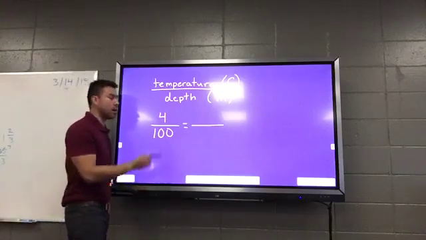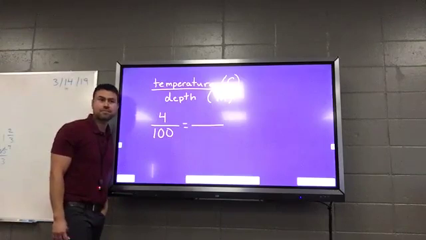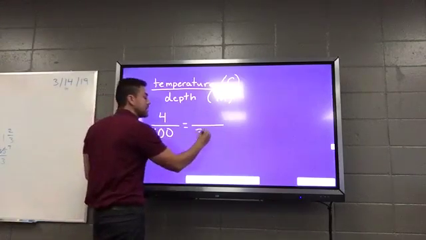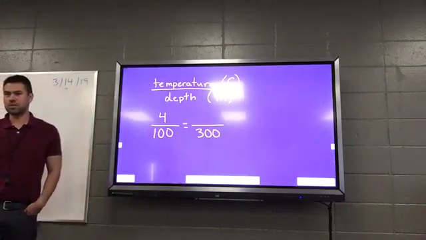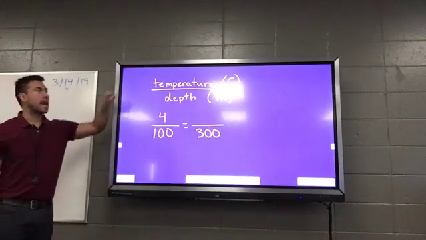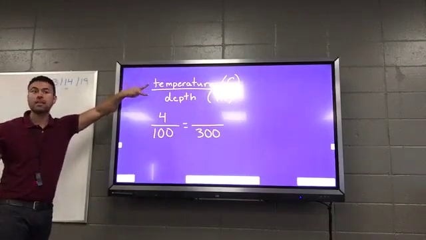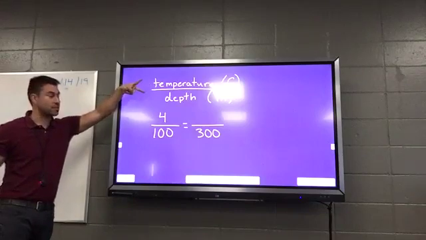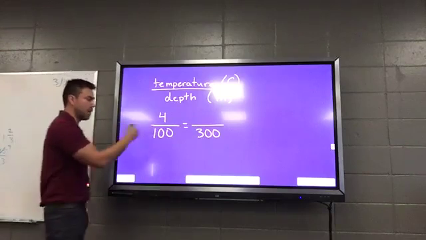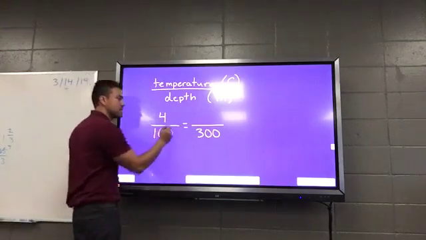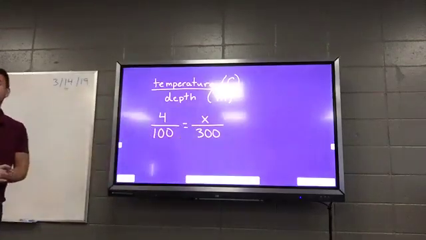They asked, what would be the temperature drop for a 300 meter decrease? Does anyone know where I would put the 300 meters? Why does it go at the bottom? Because we're talking about depth, so the depth goes on the bottom. Now, I'm going to give a secret here. Did it have to be temperature over depth? No. You could have flipped them as long as you flip all the numbers appropriately. Just make sure you're consistent.